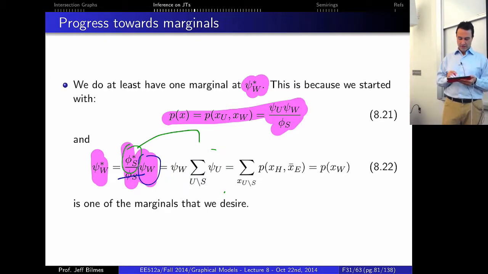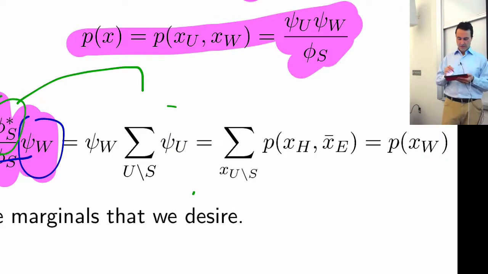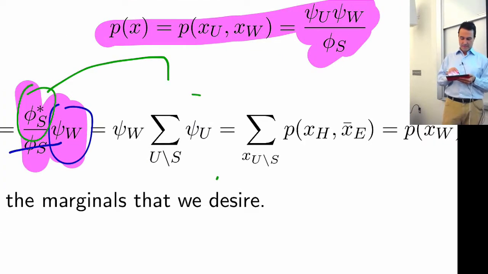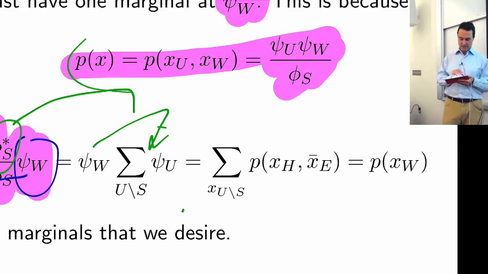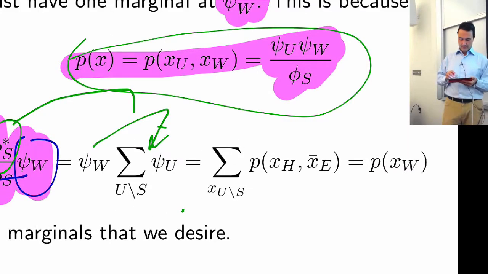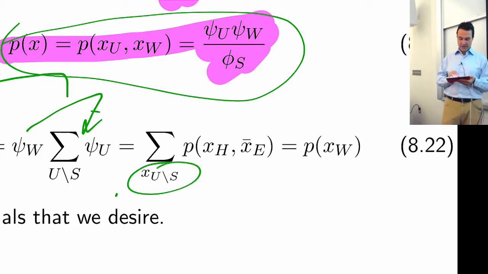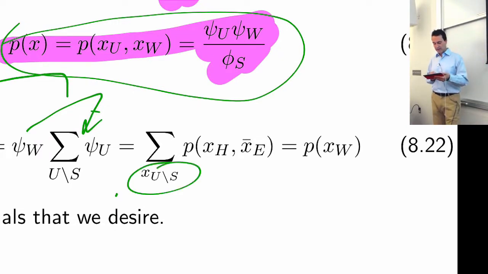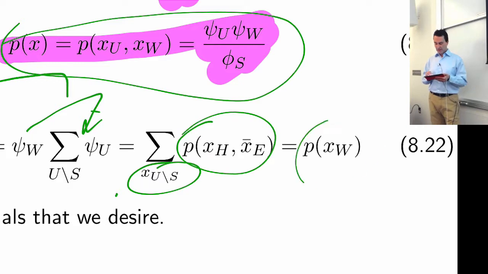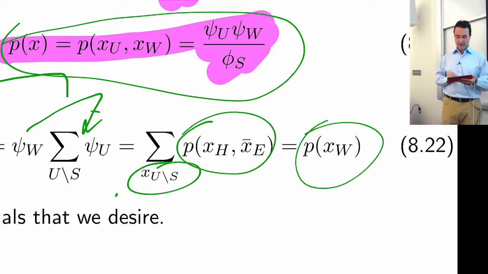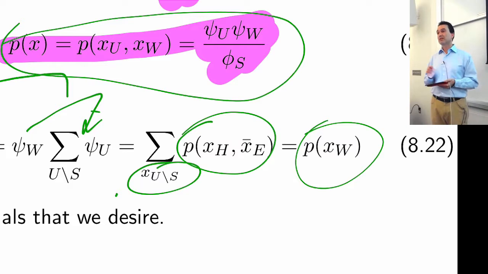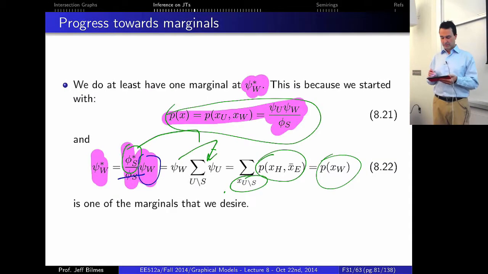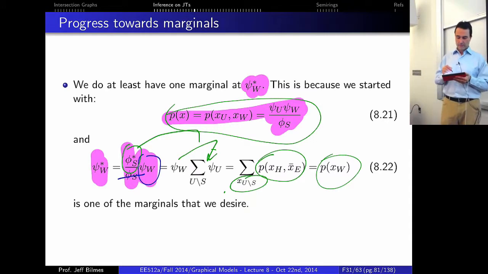Anybody see it? The reason why is because, let's just zoom in, we can just put this inside the sum, and so we've got this representation up here. And so what we're doing is really just summing out all x except for s. And then here's the joint distribution. And so we're summing out everything u except for s, and what we're left with is the marginal at w, as desired. So we've got the marginal that we want.